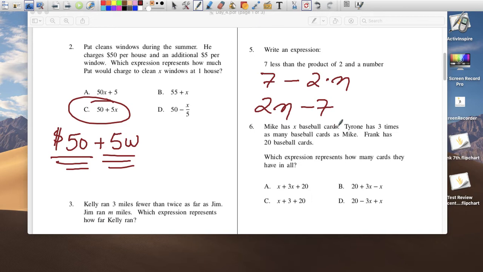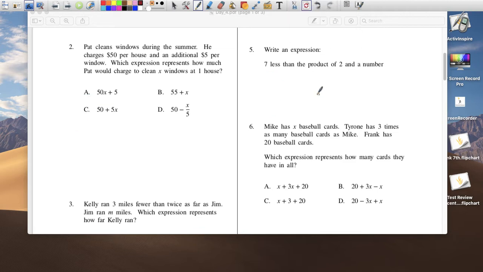Mike has x baseball cards. Tyrone has 3 times as many baseball cards as, so let me write Mike over here. Mike has this many baseball cards. Tyrone has 3 times whatever Mike has. So if Mike has x, Tyrone has 3x. Frank has a total of 20 baseball cards. Which expression represents how many cards they have in all?